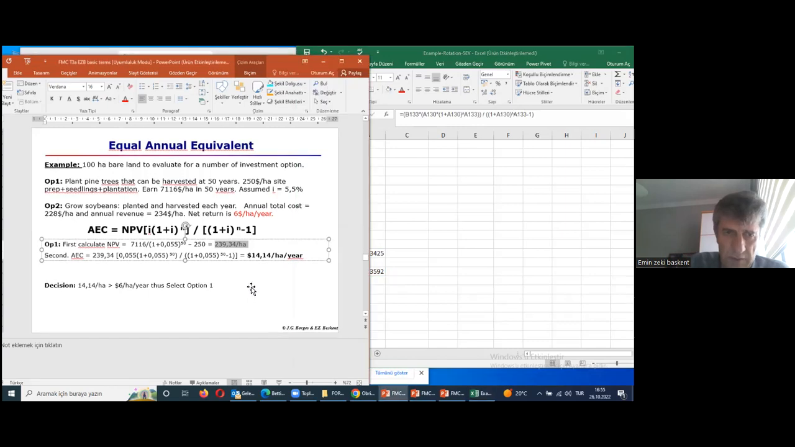So we were able to just use another financial criterion, which is the annual equivalent. And we were able to compare options on a yearly basis. That is the difference. That is the advantage of using this financial criterion.